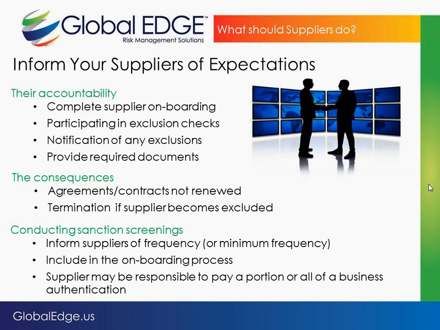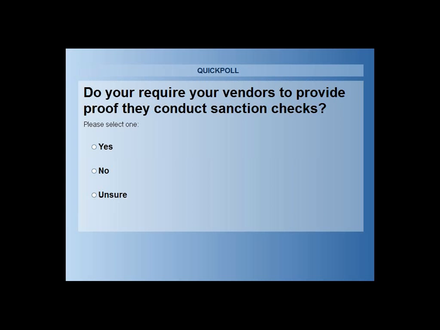These guidelines may be on your website, included in your vendor onboarding process, or they might be made part of your supplier contract. Take a moment and let us know if you require vendors to provide you proof they are conducting sanction checks by responding to the survey question.